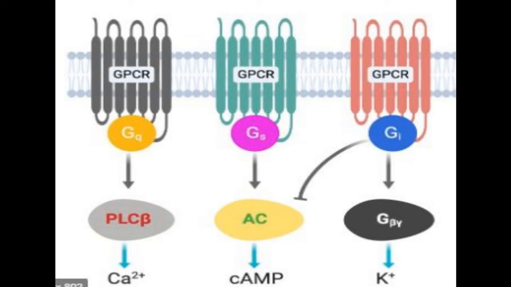An example of this effector is adenyl cyclase, which is activated by Gs and inhibited by Gi. And when it is activated, it produces the second messenger cyclic adenosine monophosphate. On the other hand, Gq can activate the phospholipase C enzyme and produce two other second messengers, which are inositol triphosphate and diacylglycerol. And these second messengers can amplify the effect.